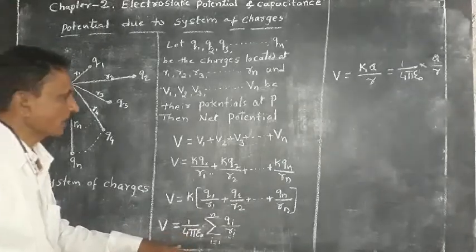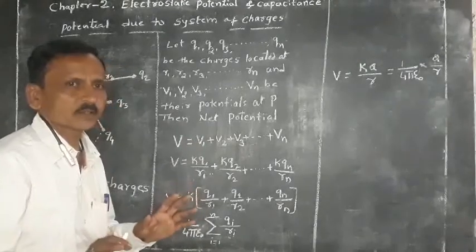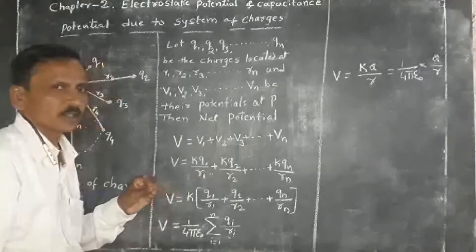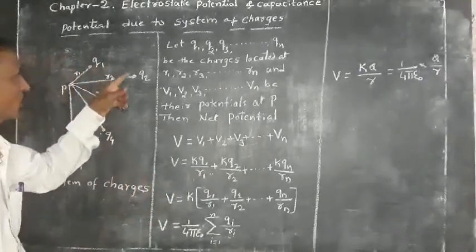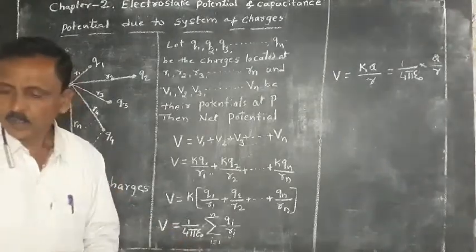Clear? That means the net potential at a point due to a system of charges is equal to the sum of the individual potentials due to the charges at that point. Clear?